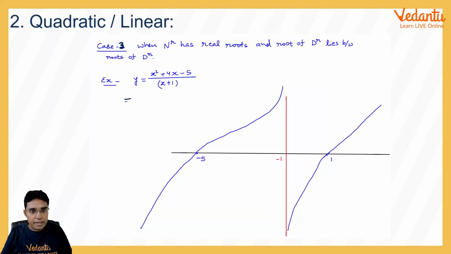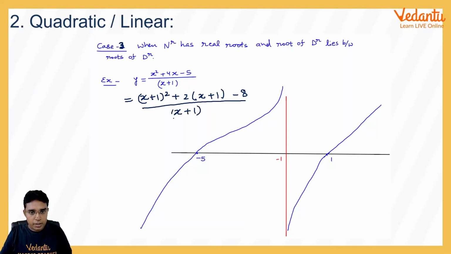I can write this as x plus 1 whole square. Okay, so 2x has come here. Now to make it 4x, I'll write 2 common, x plus 1 here. And the constant term will be 1 plus 2, 3. And because we have here 5, minus 5, so I have to write minus 8 here. And whole divided by x plus 1.